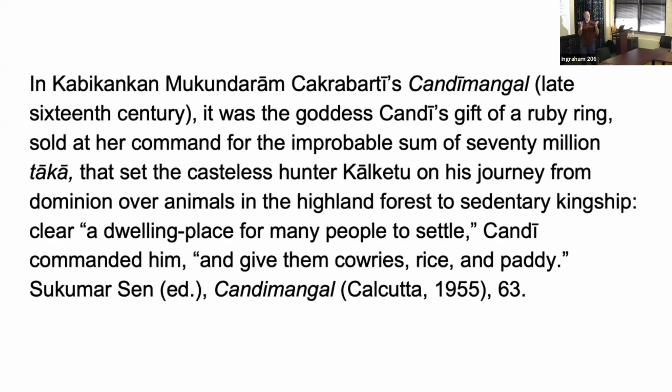Now, Kalketu is in possession of specie, coin, the litmus of rule, right? The money that gets issued by states. And sure enough, what does he do? He sets up a state in the highlands of Birkum. Right? He sets up his own state. And she says, look, go out, clear a dwelling place where many people can settle, and give them cowries, rice, and paddy. In other words, establish the monetary order of the lowlands in the highlands.